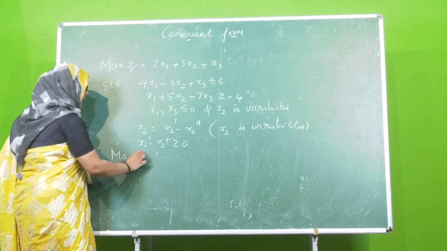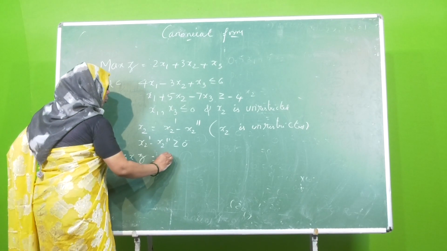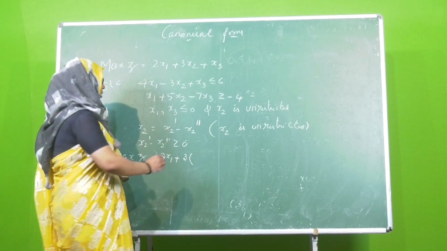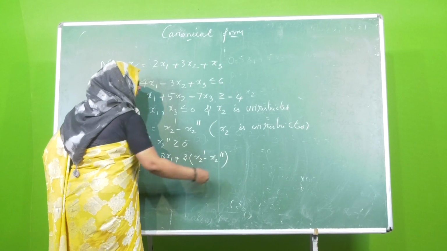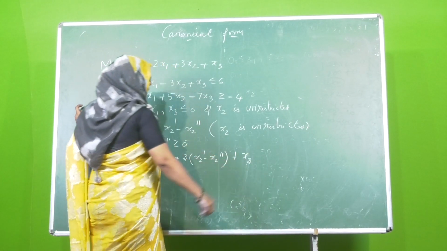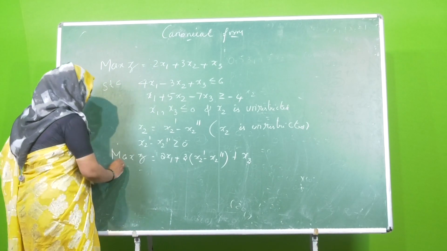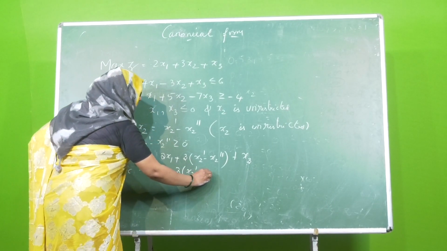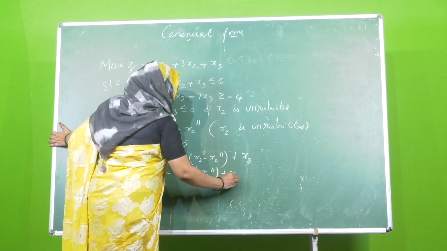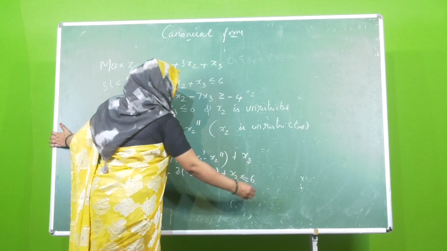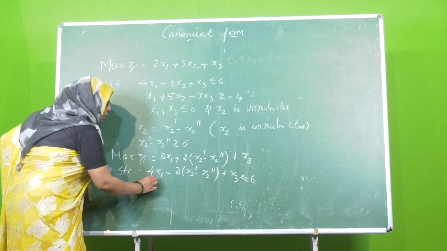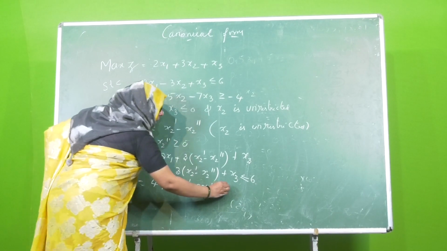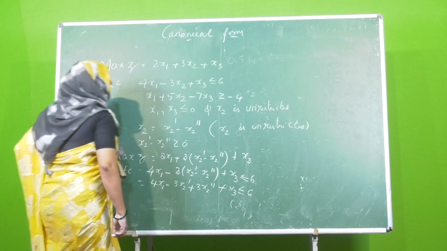So maximize z is equal to 2x1 plus 3 times x2, and what we are changing here is x2' minus x2'', plus x3. Subject to the constraints, 4x1 minus 3 into (x2' minus x2'') plus x3 less than or equal to 6. That is 4x1 minus 3x2' plus 3x2'' plus x3 less than or equal to 6.